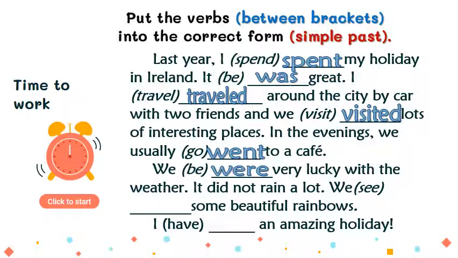It did not rain a lot. We see some beautiful rainbows. See is one of the irregular verbs. It becomes saw. We saw some beautiful rainbows. The last one, I have an amazing holiday. Have is one of the irregular verbs. It becomes had in the past.